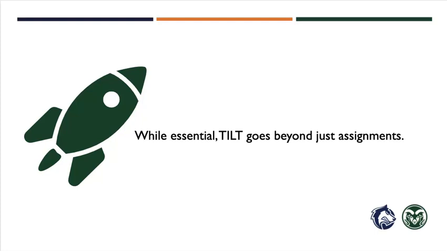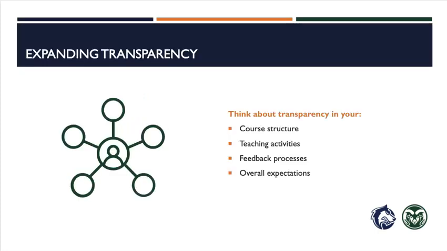It also applies to course policy. The goal is to reduce ambiguity and empower students to take ownership of their learning. This puts them on the path to agentic learning. We will think about applying transparency in these areas of your course: course structures, teaching activities, feedback processes, and overall expectations.